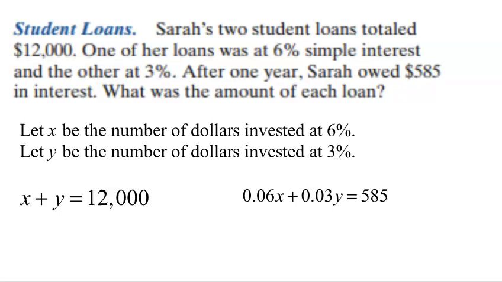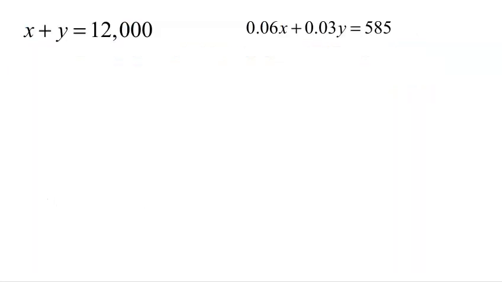Now we have these two equations and two unknowns. We've done the hard part. Now it's a matter of solving the system of equations using substitution. X plus Y is 12,000. 0.06X plus 0.03Y is 585. So solve for one of the variables here. I tend to like to solve for Y, subtracting X from both sides. Y is 12,000 minus X.